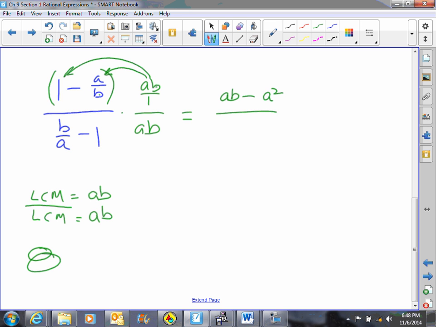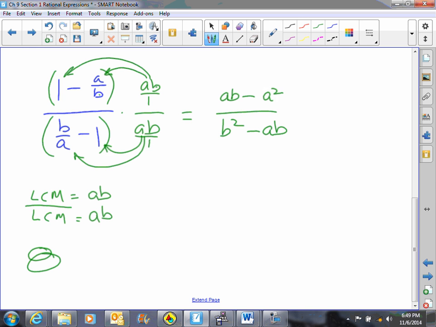Now, in the denominator, again, this is a binomial, so this ab has to be distributed over both terms when we multiply. Now, if you think of the first term here, b over a times ab, we could think of that as ab over 1, and the a's would cross cancel, leaving b squared. And then we have the minus sign, and then ab times 1 is, of course, ab.